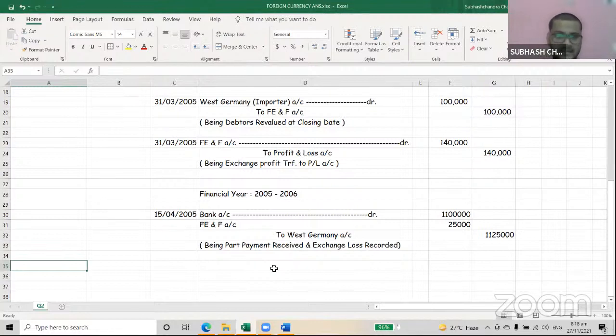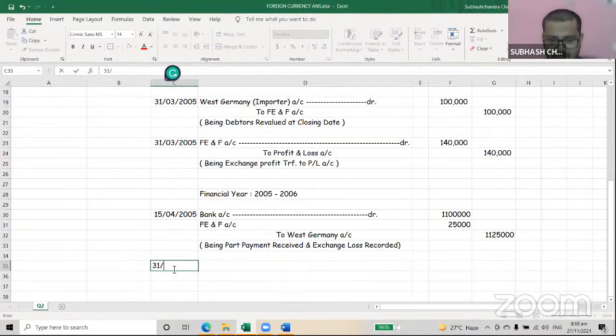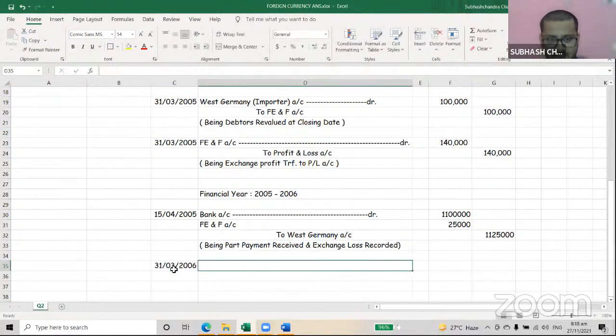In the year 2005-6 also, we can conclude it at 31st March 2006. Since we don't have any other transaction, and I am assuming that there is no such transaction in case of Anjali Limited, Anjali Industries, by the 31st March, if you start a game, try to end it. So we started the year, we will close this year also.